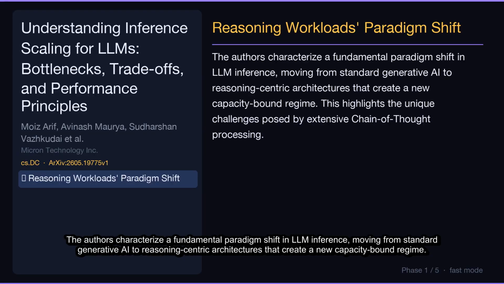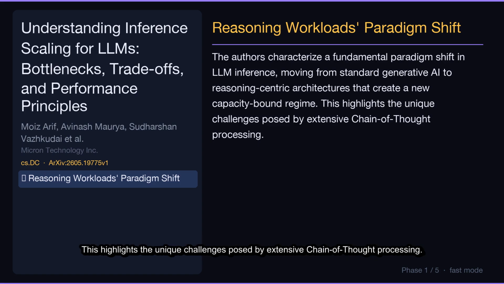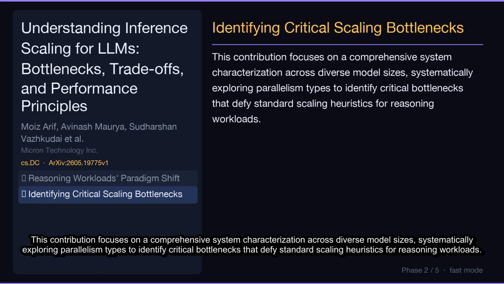The authors characterize a fundamental paradigm shift in LLM inference, moving from standard generative AI to reasoning-centric architectures that create a new capacity-bound regime. This highlights the unique challenges posed by extensive chain-of-thought processing. This contribution focuses on a comprehensive system characterization across diverse model sizes, systematically exploring parallelism types to identify critical bottlenecks that defy standard scaling heuristics for reasoning workloads.